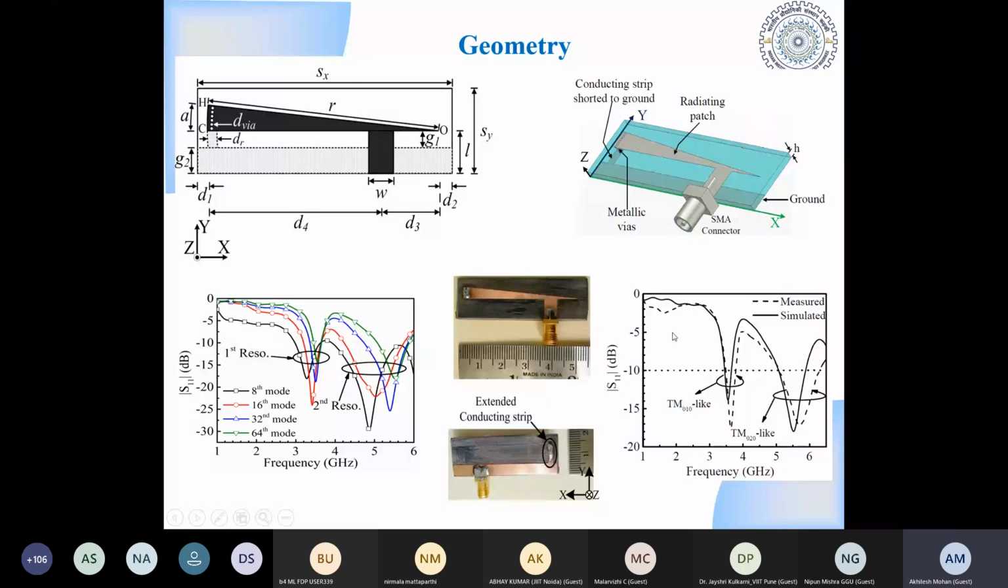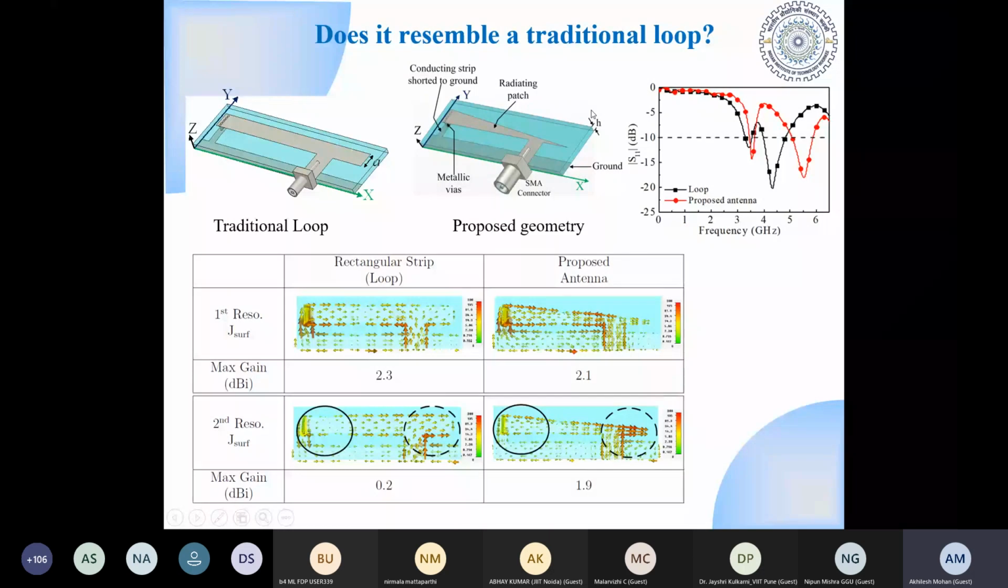Now the question comes: those who have studied the loop antenna will see it is something like a loop antenna, or they call it the inverted F antenna, the PIFA. So we have compared with the PIFA antenna. It is similar to the PIFA antenna for the first mode, but for the second mode it is not, because the PIFA is not radiating the second mode, it is radiating only the first mode. You can see its gain is 2.3 and 2.1 for the first mode, both the loop antenna and this antenna have the same gain. But for the second mode, the loop antenna will not have any gain, that is 0.2, but this has a gain of 1.9. This proves that this is not a loop antenna. Whatever we are getting, both the modes, we are getting due to this circular SIW cavity.